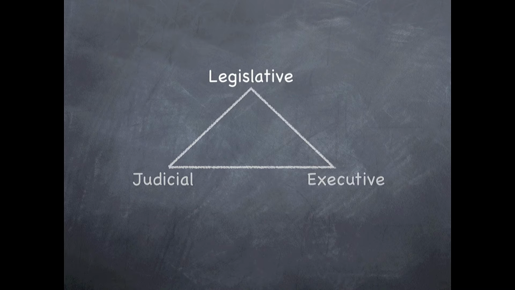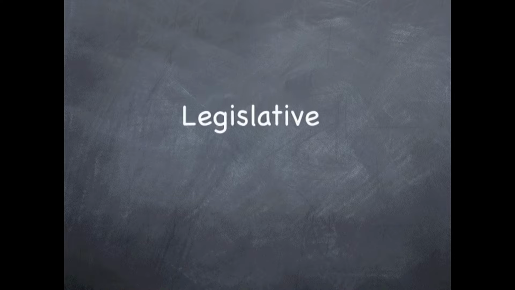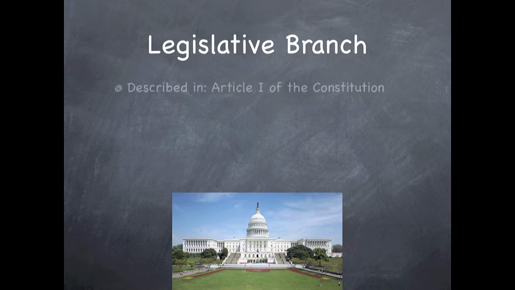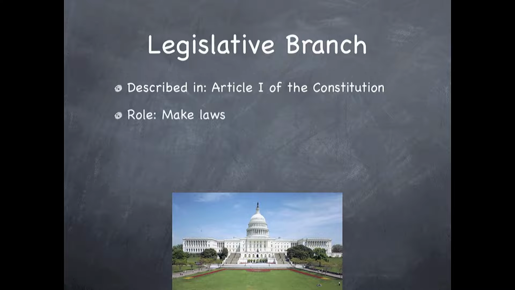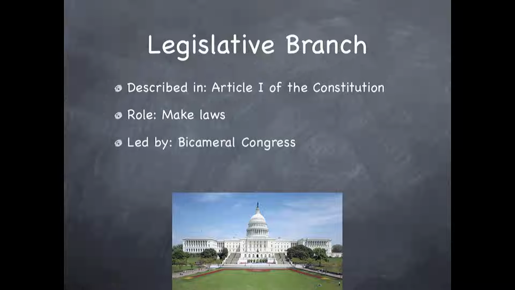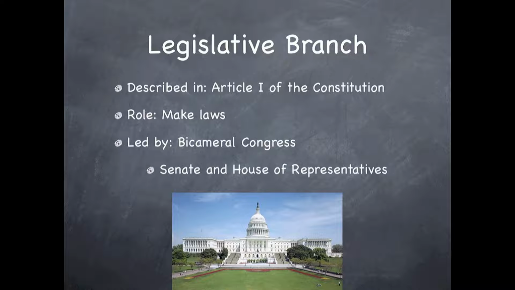Let's start with an examination of the Legislative Branch. It's described in Article 1 of the Constitution. Its main role is to make laws, and it's led by a bicameral Congress. This means there are two houses or two parts of Congress. These include the Senate and House of Representatives.